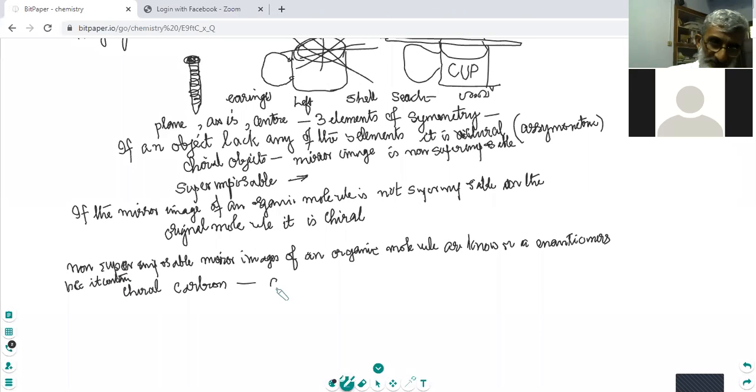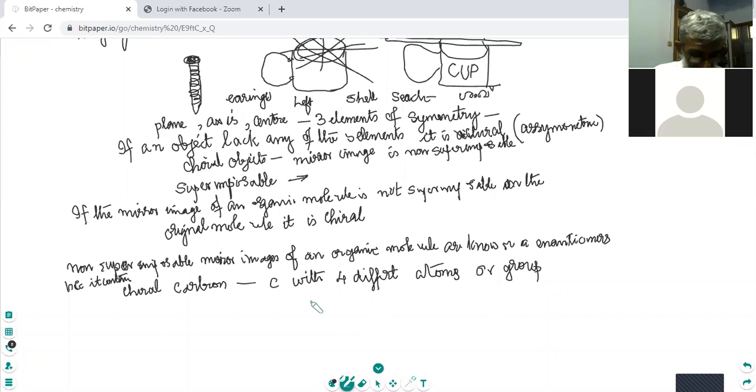A carbon with four different atoms or groups. This is what is called a chiral carbon. Okay, so this is the basic condition of chirality. A carbon with four different atoms and groups is known as chirality. So this is the second criteria, chirality criteria.